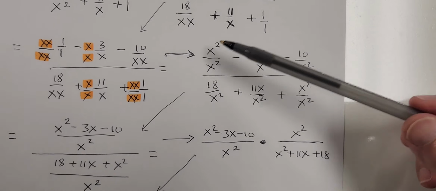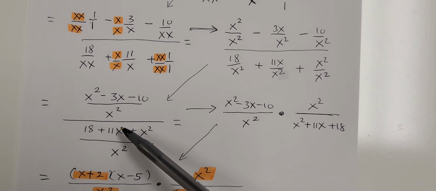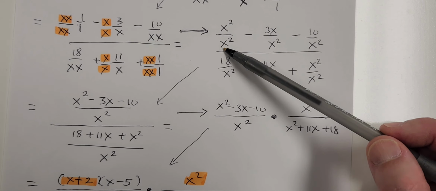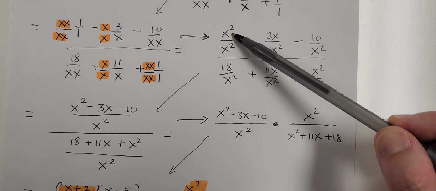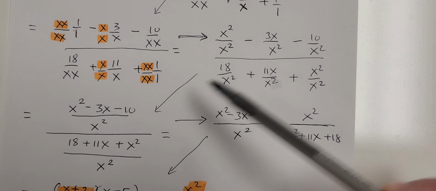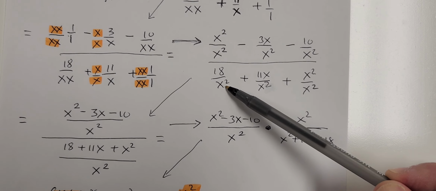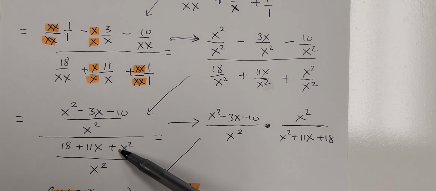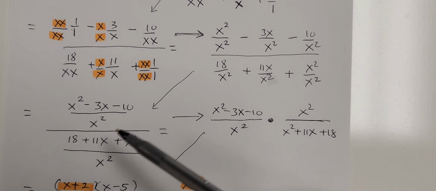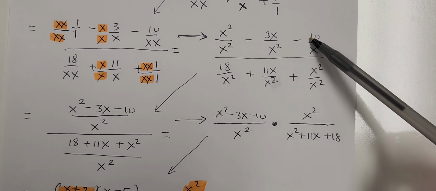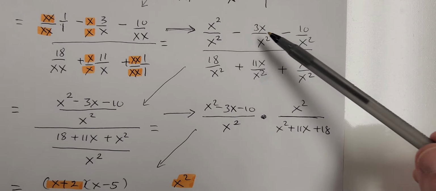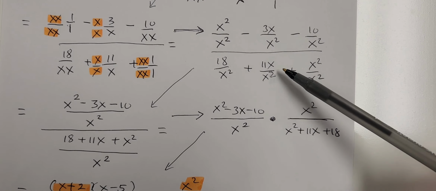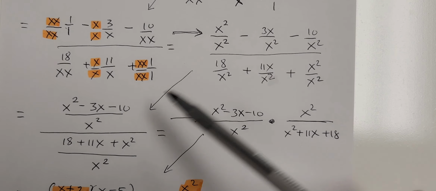Okay, so I'm going to take this step down to this step. And again, the denominators are the same, so I just do x squared minus 3x minus 10. That's what I have here. Same thing in the bottom, 18 plus 11x plus x squared, that goes here. Okay, so I went from here to here just by combining like terms, and now I can combine like terms because the denominators are the same for the top and also for the bottom.